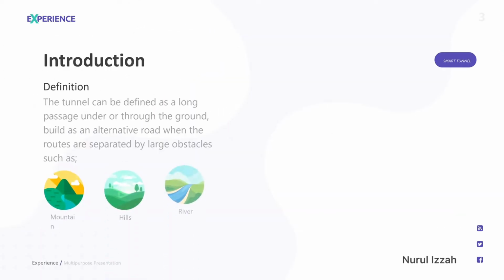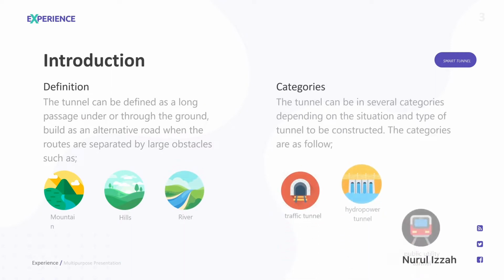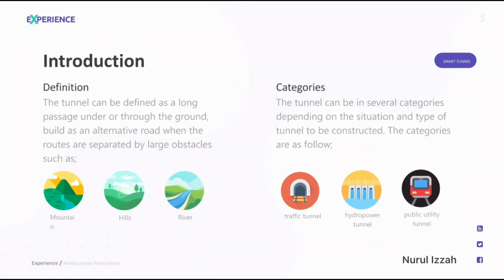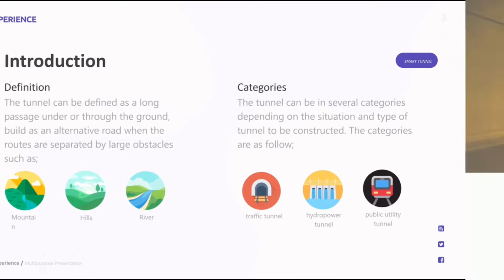First, we will look at the introduction of tunnel. The definition of tunnel is a long passage under or through the ground built as an alternative road when the routes are separated by large obstacles such as mountain, hill and river. Tunnel can be in several categories, depends on the situation and type of tunnel to be constructed. The categories are traffic tunnel, hydropower tunnel and public utility tunnel. The public utility tunnel such as the railway station and built in the underground.